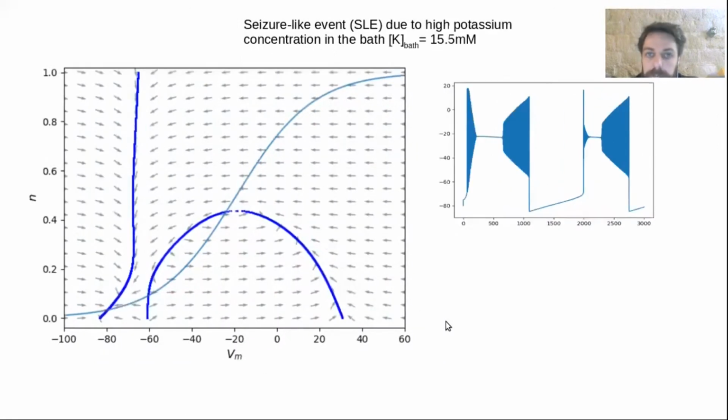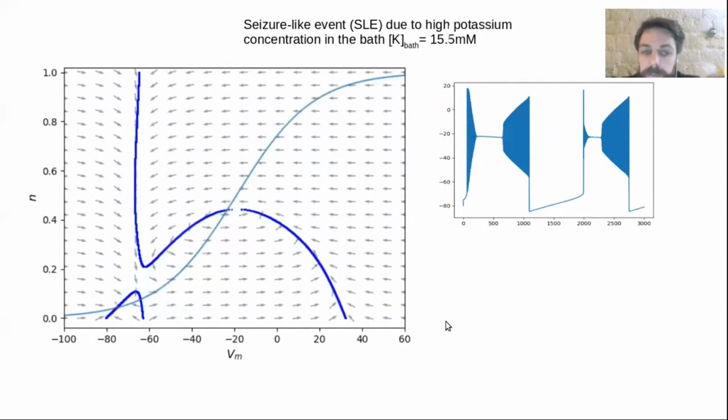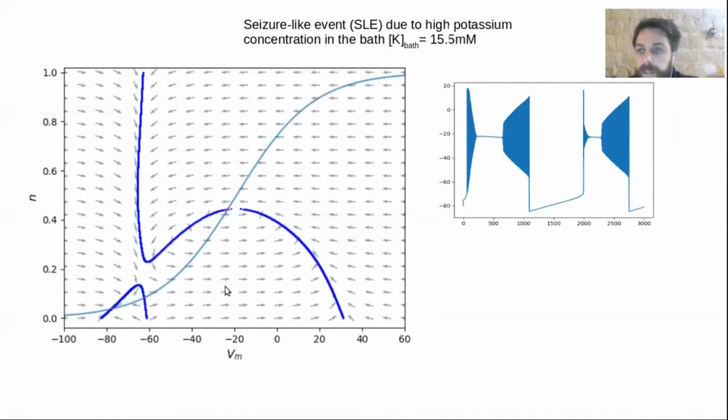This is the same for seizure-like activity, but we see that the way it is changed is different from the bursting activity.